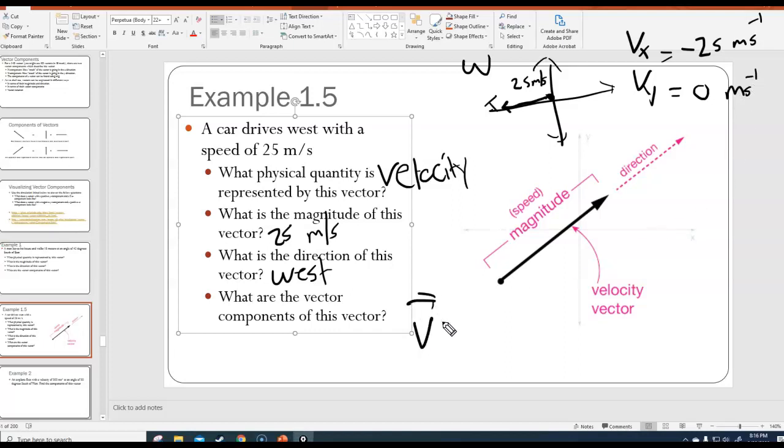And so I would say v with an arrow over to indicate it's a vector. The components in component form would be negative 25, 0 meters per second. Okay, so those would be the vector components of that vector. Okay, so pause there if you need to look at it some more.